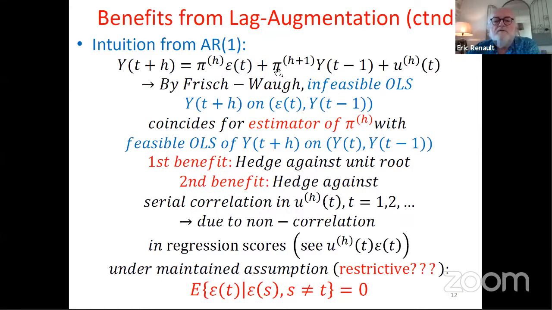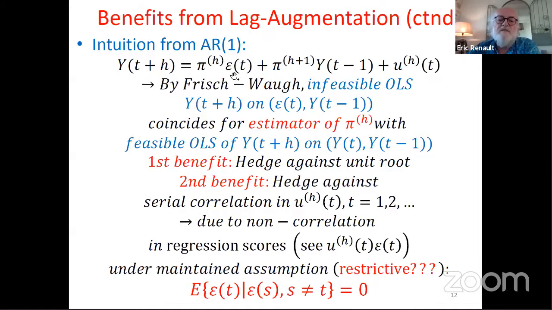And by a simple Frisch-Waugh argument, you realize that doing this infeasible OLS on these 2 regressors, in terms of estimating this coefficient, you get the same estimator as if you do feasible OLS on these 2 regressors, right? Because the difference between y_t and epsilon_t is something which is orthogonal to that, so it does not play any role. So basically, this is the intuition why this lag augmentation is so fruitful: it is as if doing this infeasible regression on this regressor.